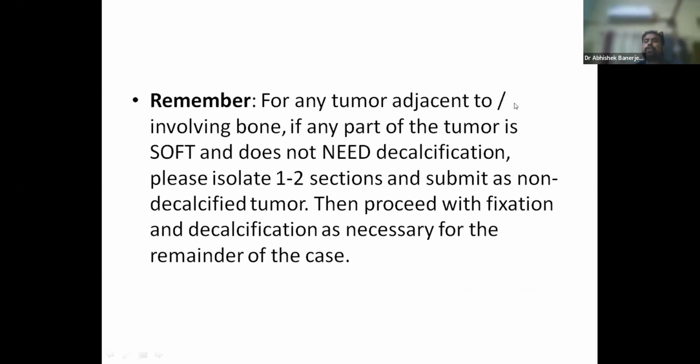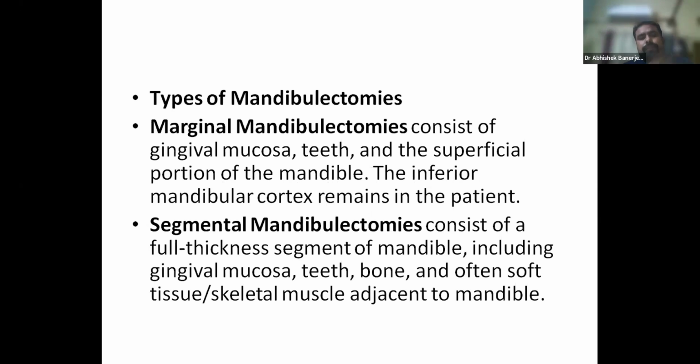Remember, for any tumor adjacent to the involved bone, if a part of the tumor is soft and does not need decalcification, please isolate 1 or 2 sections and submit it as non-decalcified tumor. But if there is some decalcification, I will deal with it again in the later part of this seminar, how to deal with the decalcified portions of the tumor. Now, types of mandibulectomies. You should know what the types are, what sample is submitted to you, whether it is a marginal, whether it is a segmental.